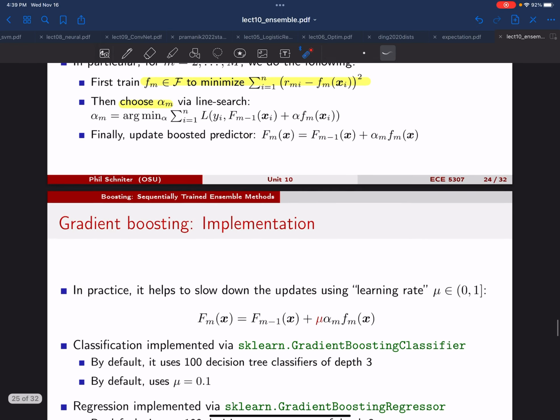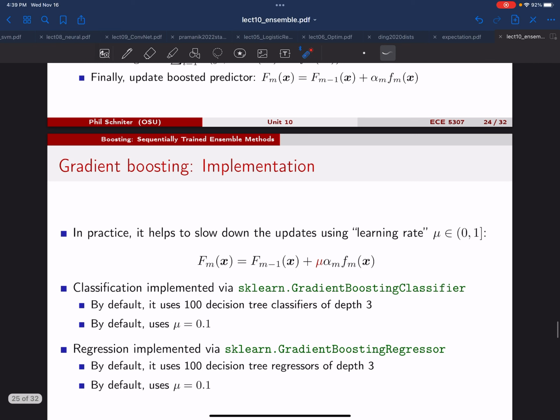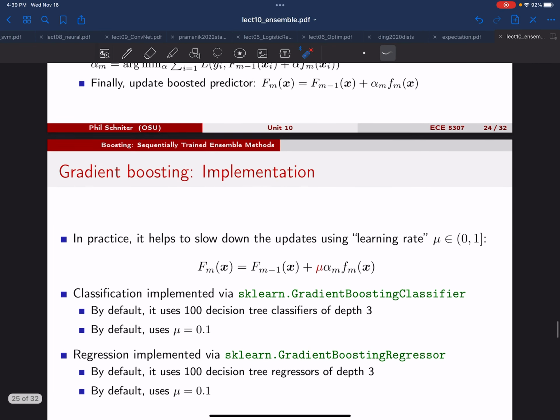Okay. So one thing is that in practice, this optimized choice of alpha is a bit aggressive, and it usually works better to put a factor less than 1 in there, mu, to be a little less aggressive with the update. When you look at what's done in sklearn, you have the gradient boosting classifier and the gradient boosting regressor. By default, the classifier uses 100 decision tree classifiers of depth 3, and a mu of 0.1. The regressor is very similar: it uses 100 decision tree regressors of depth 3 and a mu of 0.1.